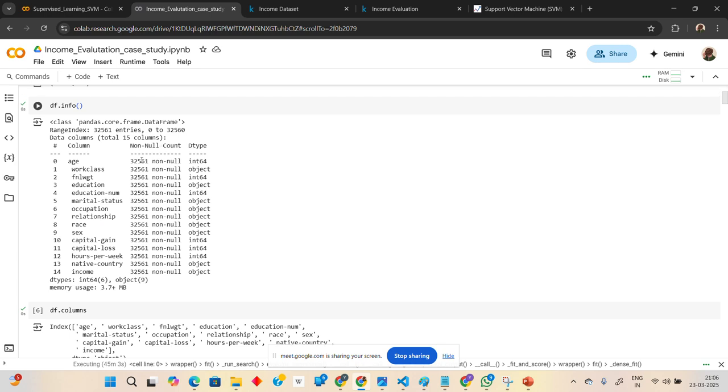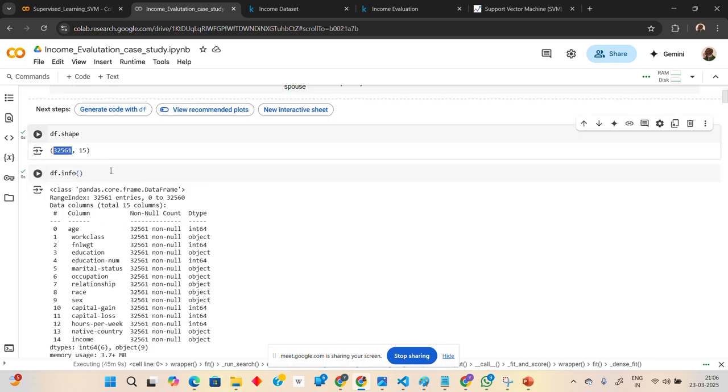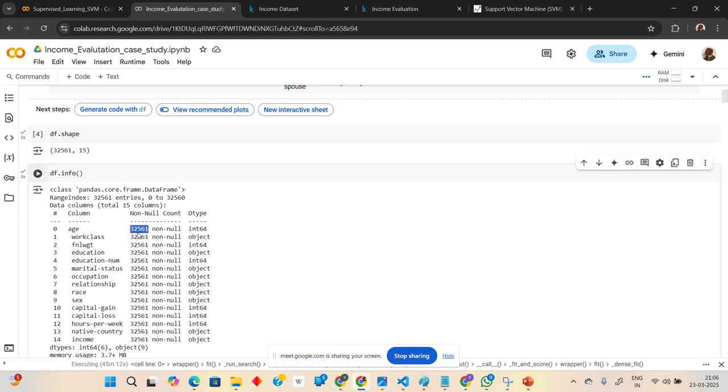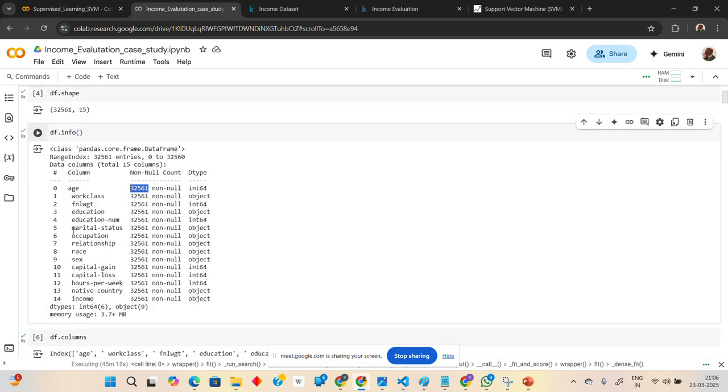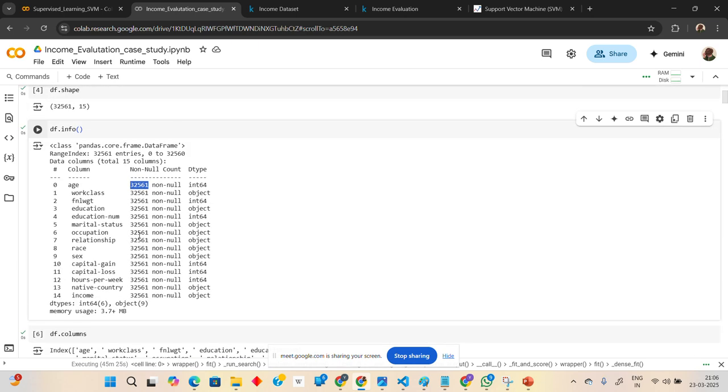In info, it is very clear that there are 32561 rows, and all are non-null values. Does this data set have null values or not? No, absolutely not, because all are non-null values. Remember this point: many times you will receive a data set which has no null values.